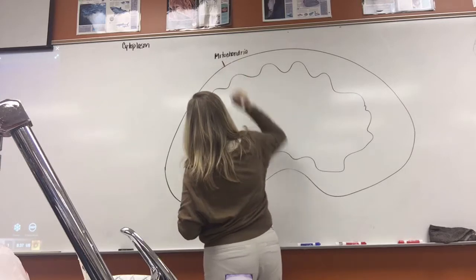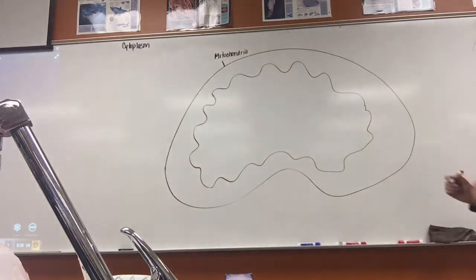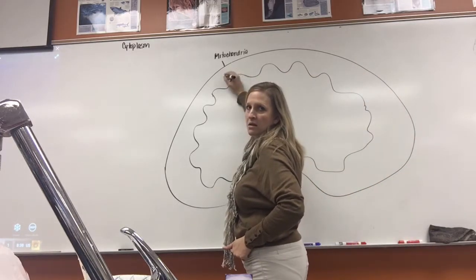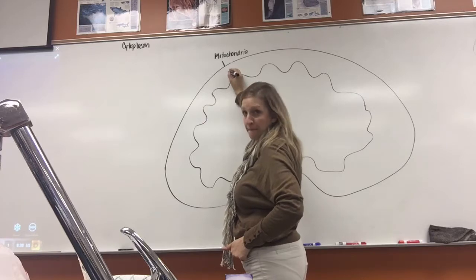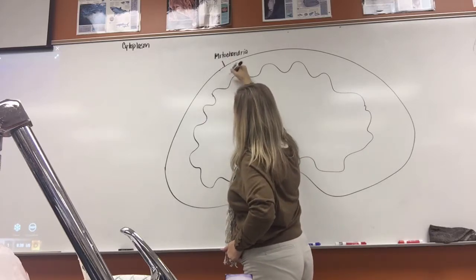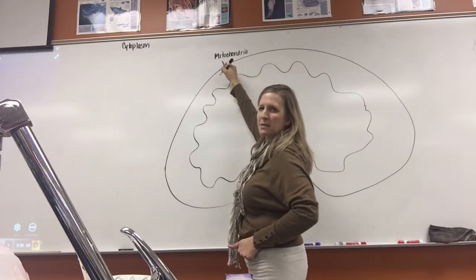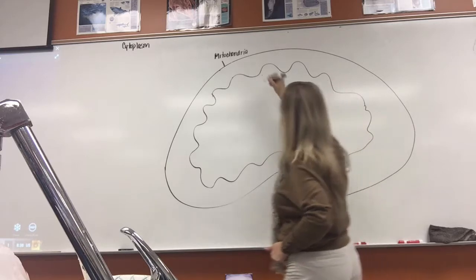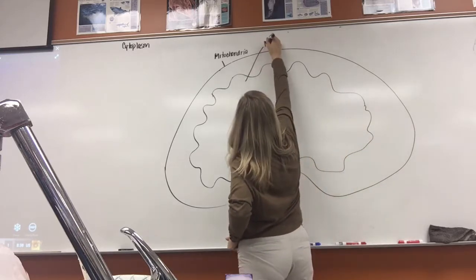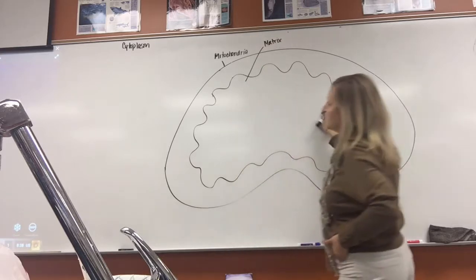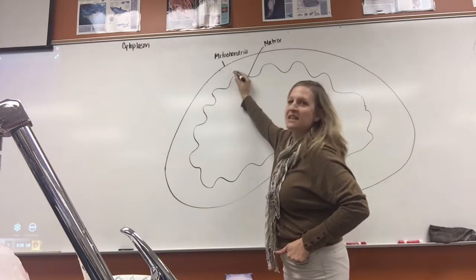For this, we need to know the names of the spaces in the mitochondria. So what is this space right here called? Well, this is the outer membrane, this is the inner membrane. What is this space in between? The matrix. That's this part here. So the matrix is right here. So I'm going to add this. All right. So the matrix is all this space inside. So this space is here.